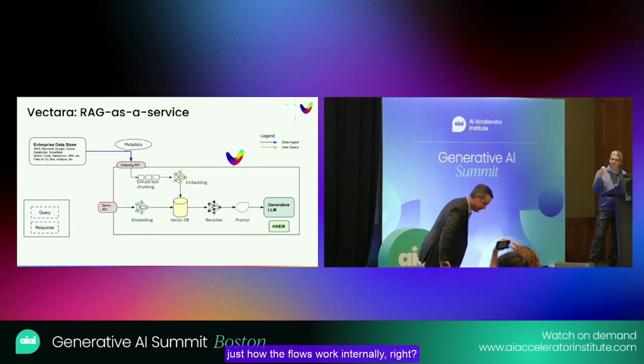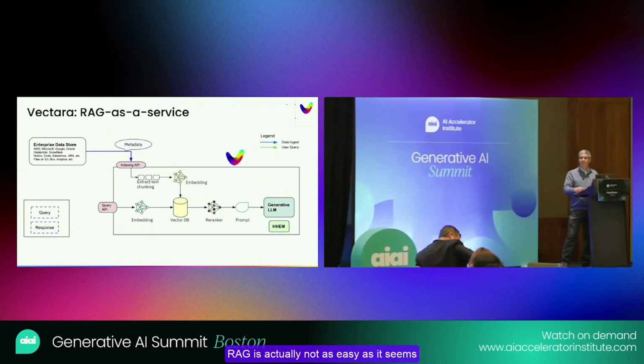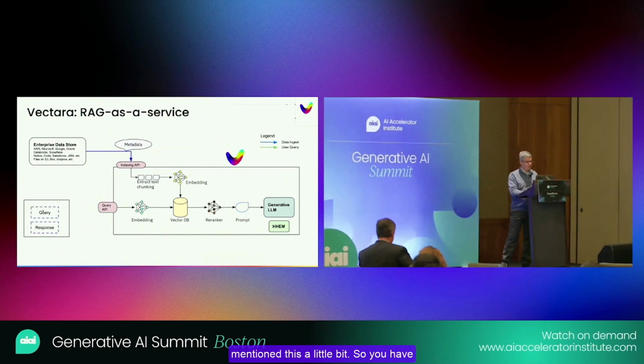But it's not too technical. It's just how the flows work internally, right? And I'm showing this to also show that RAG is actually not as easy as it seems to do when you build it yourself. Jeff mentioned this a little bit. So you have two flows.